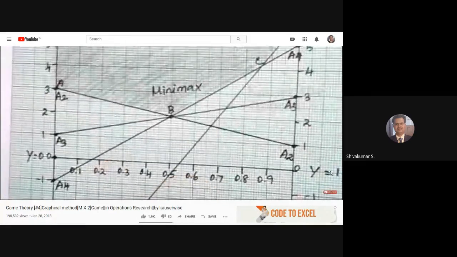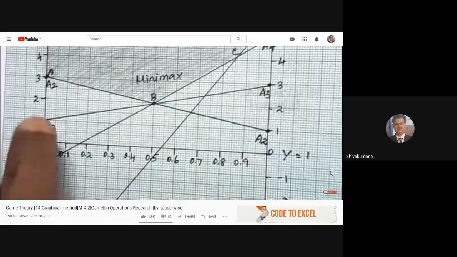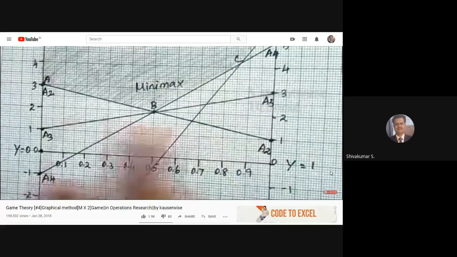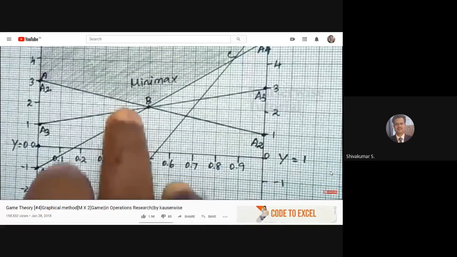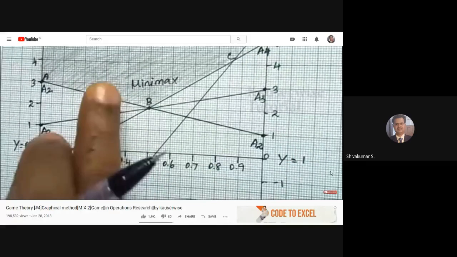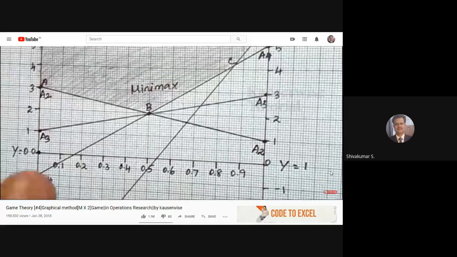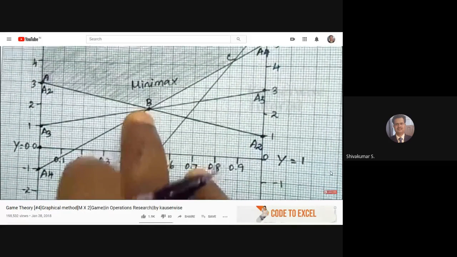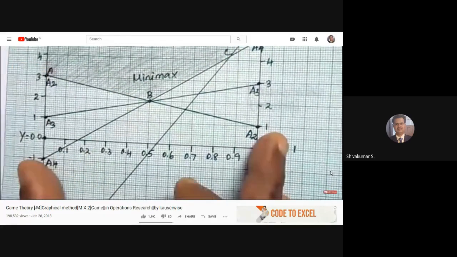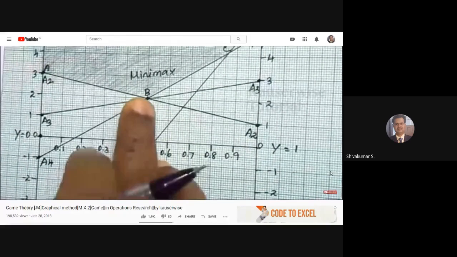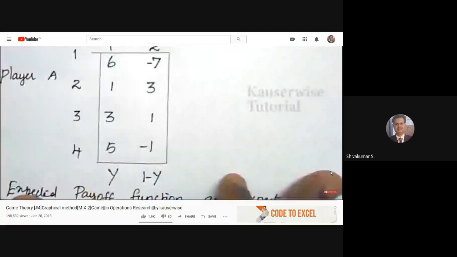Again, I'll explain. Look at the graph. Here we have three lines, A4, A3 and A2, passing through the minimax point. So you need to select any two lines among the three with the condition that the two lines should have opposite slopes, passing through the minimax point. Here A4 and A2 have just opposite slopes passing through the minimax point. So I'm going to select A2 and A4. Look at the original problem.